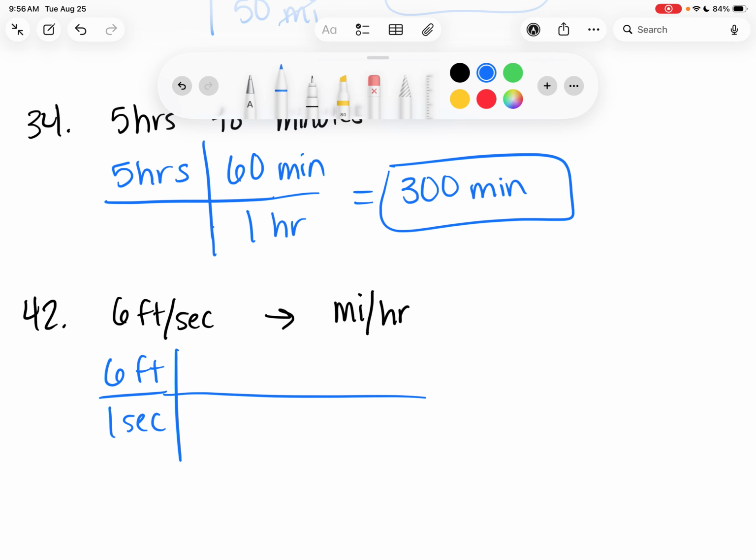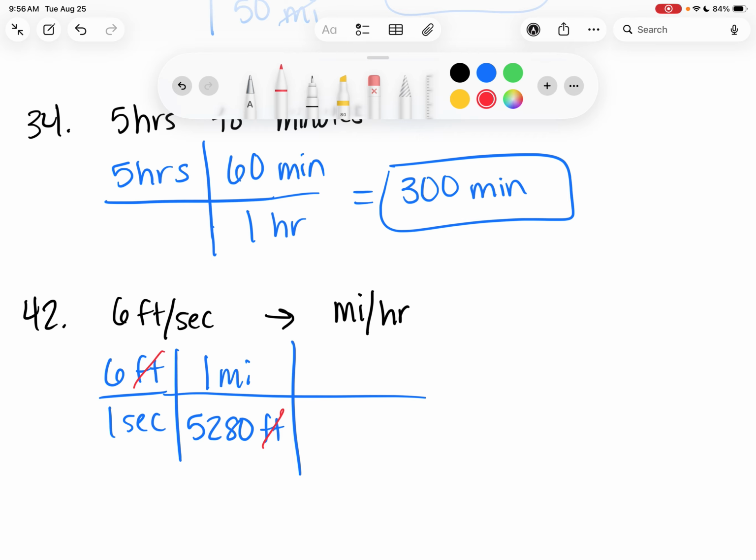Now I'm going to miles per hour. So let's get rid of feet and get to miles. How many feet are in a mile? 5,280. Yep, 5,280 in 1 mile. And then what this does is this tells me, okay, feet cancel. I'm in miles, so I have that unit correct. Now I need to get to hours, okay?